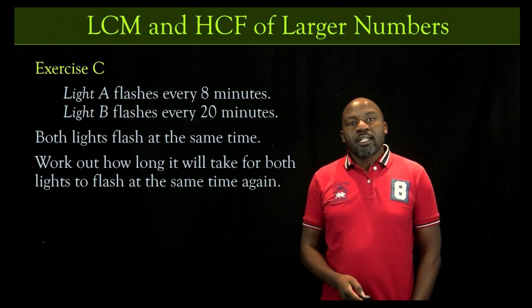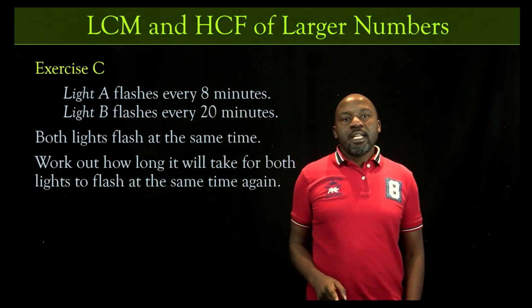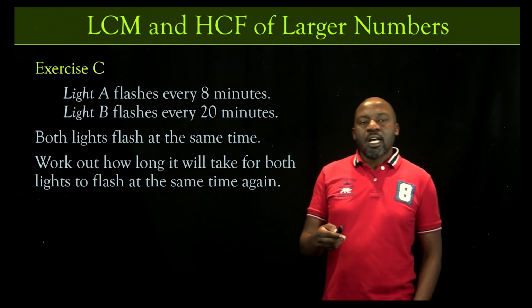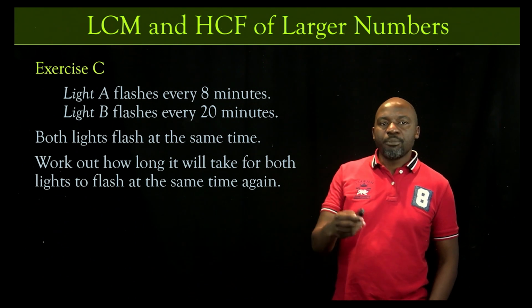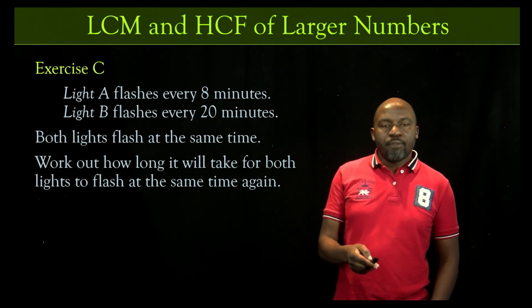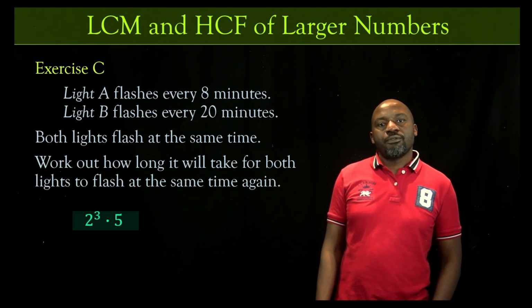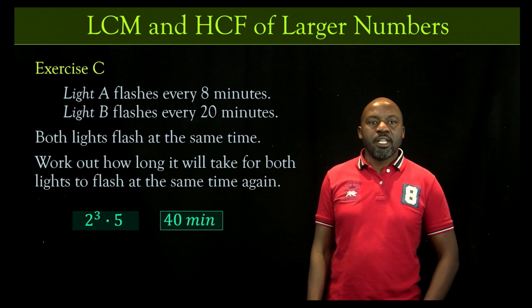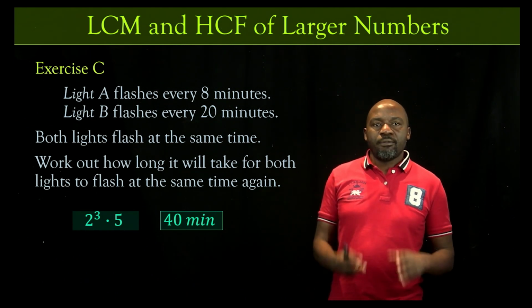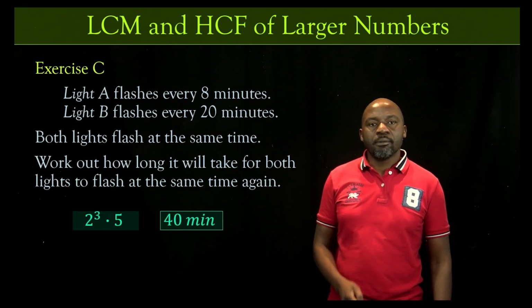To do that, we look for the prime factors of 8 and the prime factors of 20, and then determine the LCM. Hope you paused the video and tried it. If we do that, we should have an answer for the LCM of 2 cubed times 5, which is 8 times 5, which is 40 minutes later. So if they flash now, the next time they flash together will be 40 minutes from now.